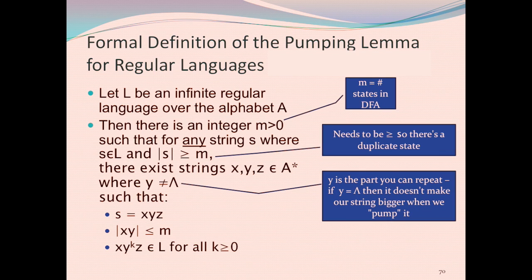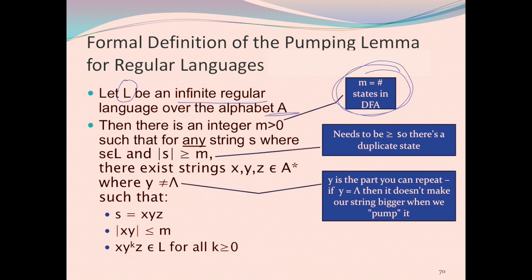Okay, so here's the formal definition of the pumping lemma for regular languages that you'll find in the book. It's a little bit more complicated than what we've been talking about, but I think you'll get it given what we've been talking about. So L is an infinite regular language over the alphabet A, then there's some number, m. The pumping lemma doesn't say m is the number of states in the DFA, but trust me, m's the number of states in that DFA.